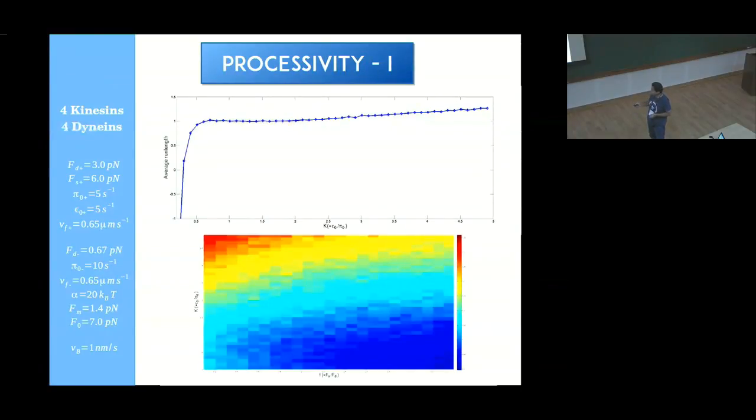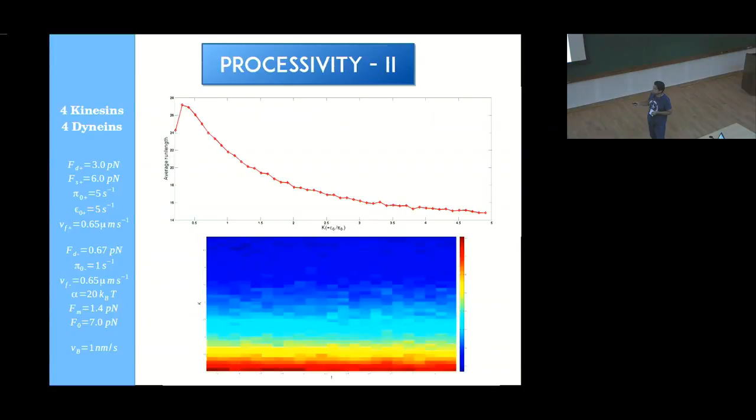However, if you now look at a different point in parameter space, this is an attachment rate of 10 motors attaching per second. If I now change it and look at an attachment rate of 1 motor attaching per second, and again I weaken my dynein, what I see is that the average run length now decreases.